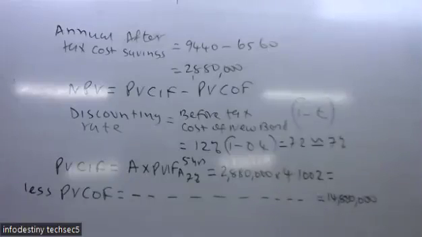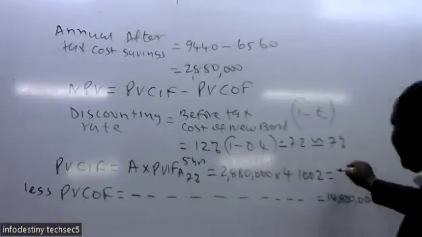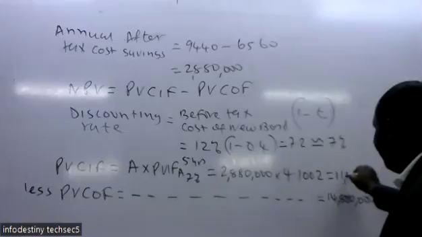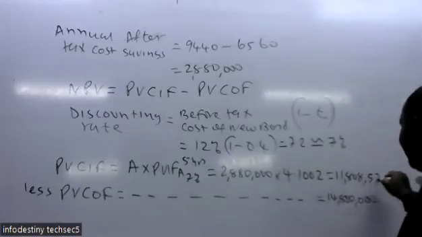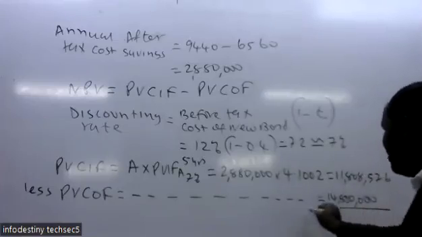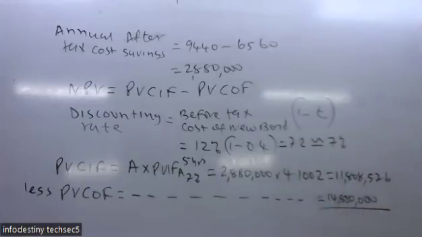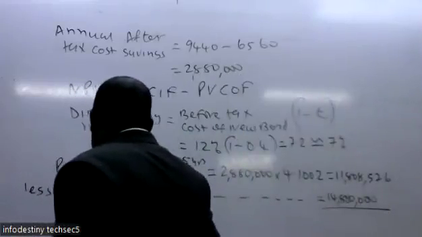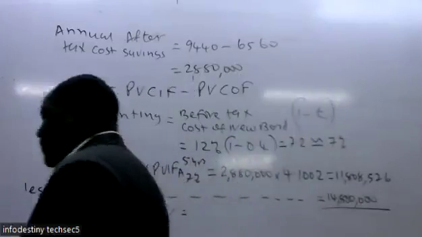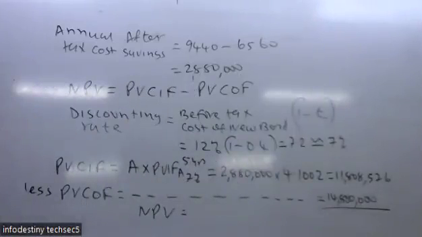So this other one has given you which figure? 11,808,576. So now when you subtract, that is what will give us the NPV.